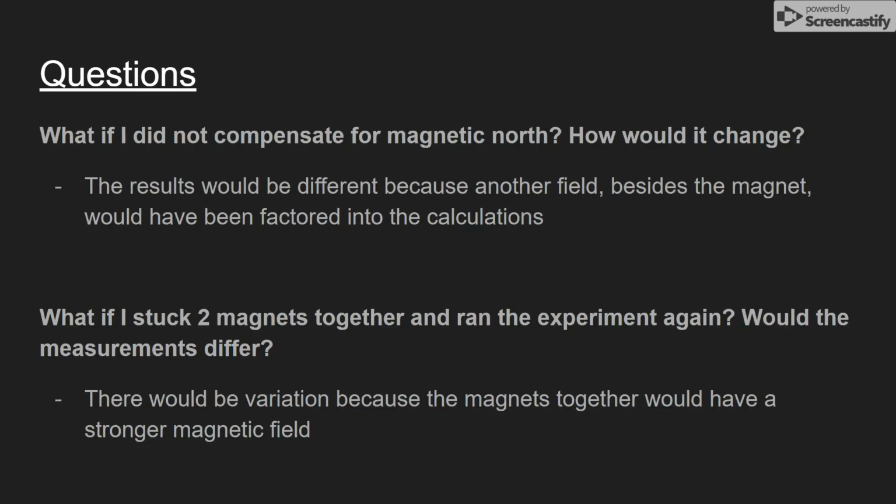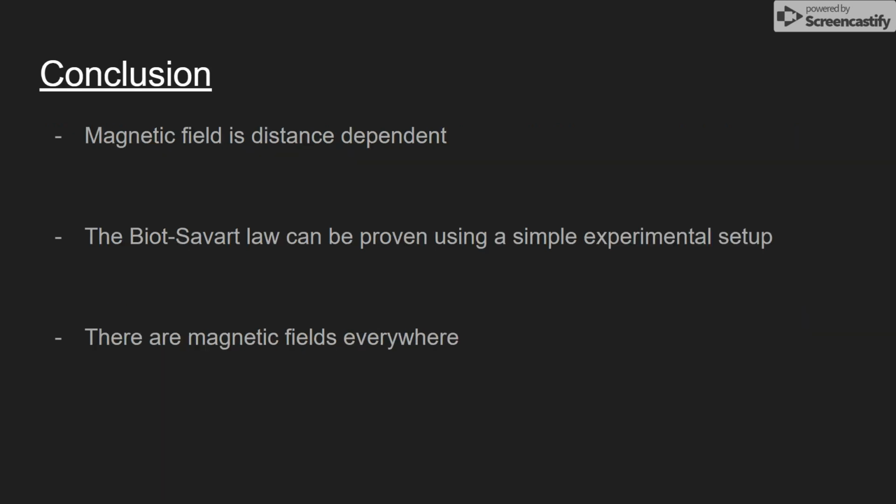So what if I did not compensate for magnetic north? How would it change? The results would be different because another field besides the magnet would have been factored into the calculations. And if I had stuck 2 magnets together and ran the experiment again, would the measurements differ? There would be variation because the magnets together would have a stronger magnetic field. So in conclusion, magnetic field is distance dependent. The Biot-Savart law can be proven using a simple experimental setup, and there are magnetic fields everywhere.